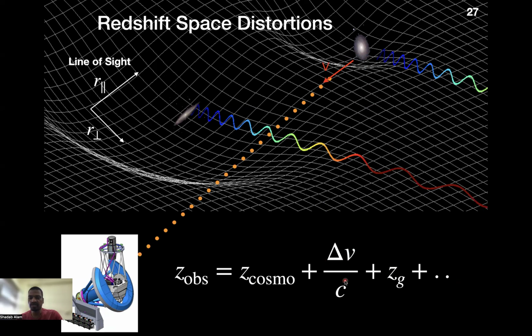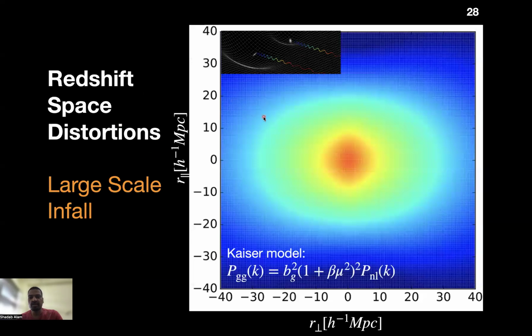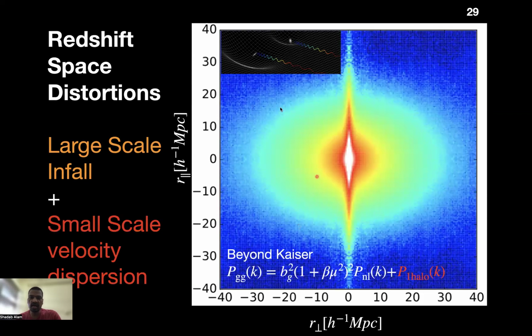And because of this peculiar velocity, when you decompose the clustering signal parallel to the line of sight and perpendicular to the line of sight, it does not look isotropic. If you make a plot of the correlation function parallel and perpendicular to the line of sight, in place of iso-contours being circles, you see ellipses, which essentially follow this large scale infall of galaxies. This is very well understood, and you can model it to good approximation with a very simple model called the Kaiser model or Kaiser formula.